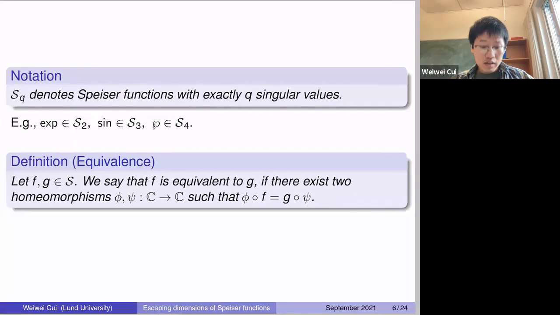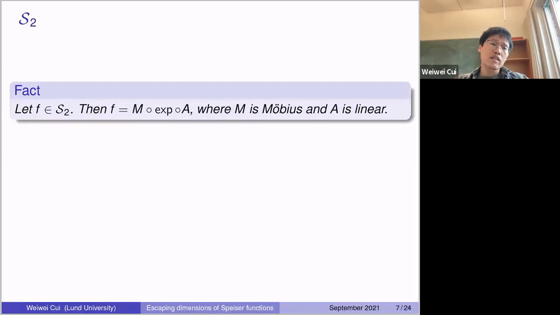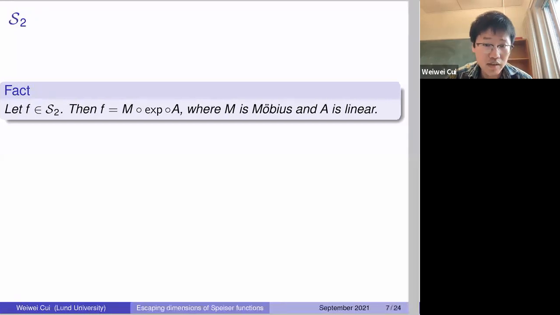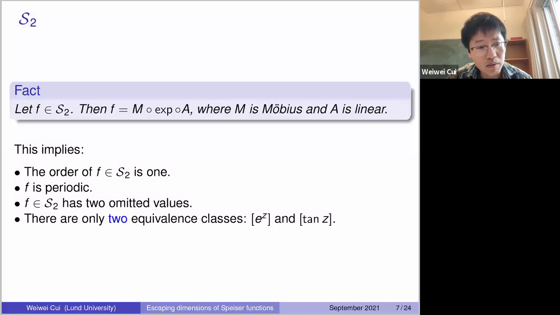But I'm not going to talk about this. First we discuss functions in S2, which means that the function has two singular values. In fact, if a function has only two singular values, it has a very explicit formula you can write down. Such a function can be represented as a composition of the exponential map with an affine map and a Mobius transformation. You can prove this by a covering space argument. The consequence is that a lot of properties of functions in this class follow: the order is always 1 for any function in this class, and the function is periodic. It has only two singular values, which are actually omitted values.